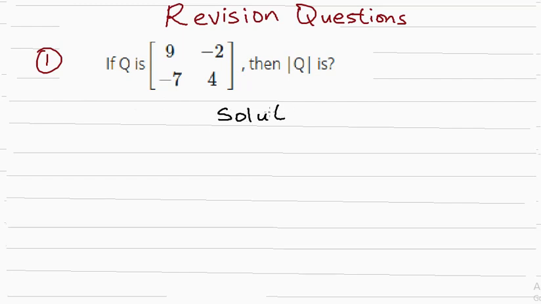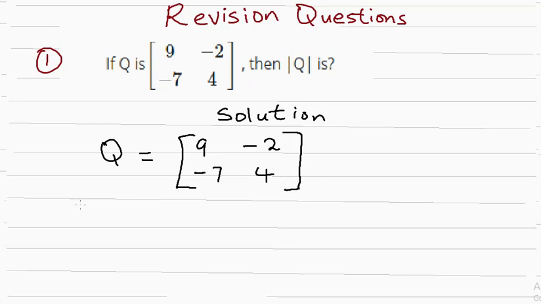we are to simplify the determinant of Q, given that Q is a 2 by 2 matrix of 9, minus 2, minus 7, 4. So we are to evaluate the determinant. Evaluating the determinant of a 2 by 2 matrix is very easy. It's very simple. All you need to do is multiply diagonally and subtract.